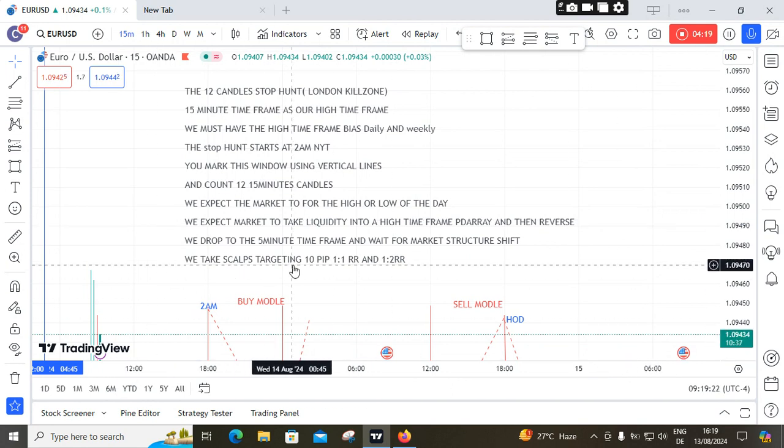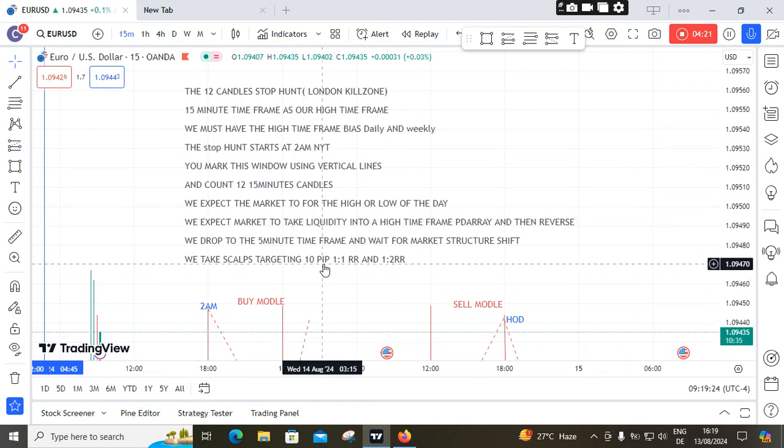So we take scalps targeting 10 pips to 20 pips. In this strategy we don't target very many pips like 50 pips or 30 pips. The market normally moves for good pips like 10 pips to 20 pips. So you can target 1 to 2 R or you can target 1 to 1. You risk 10 pips in order to look for 20 pips.